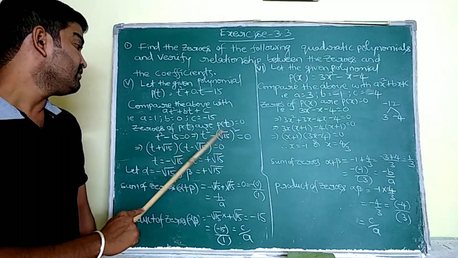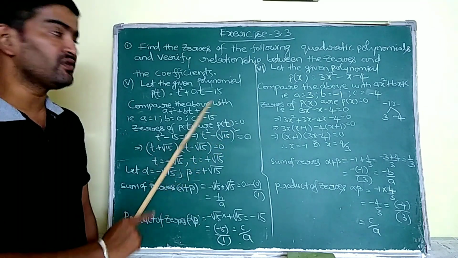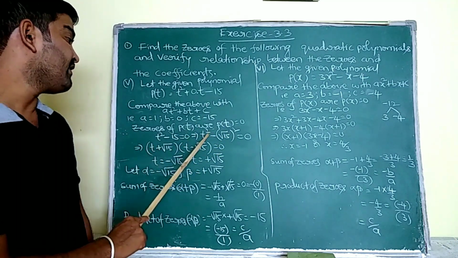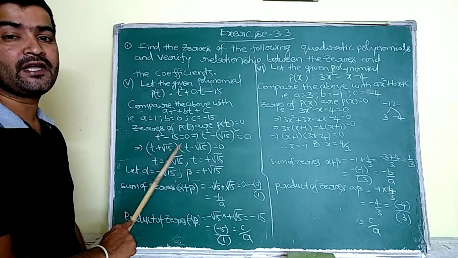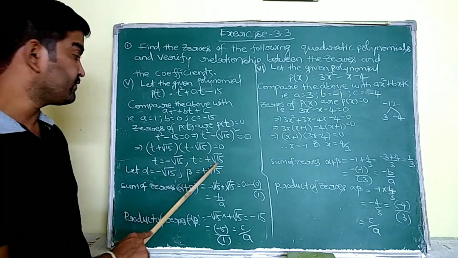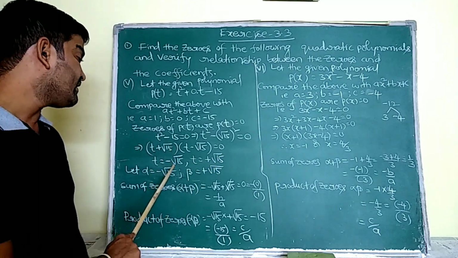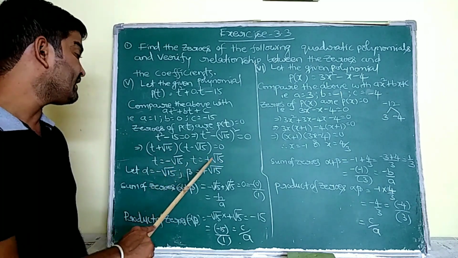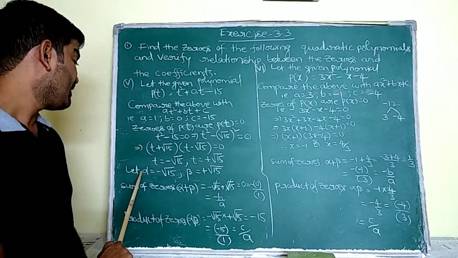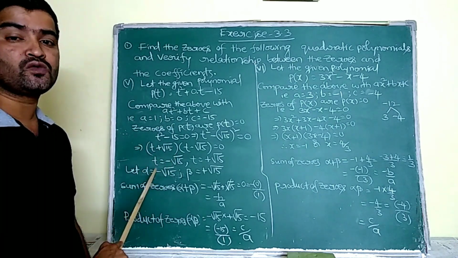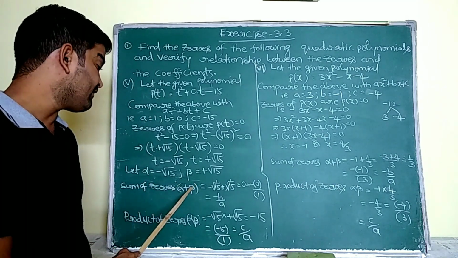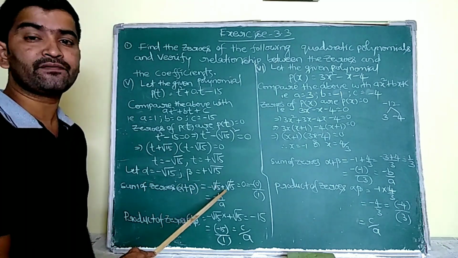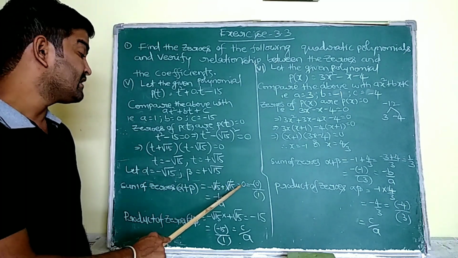So t square minus root 15 whole square. It is in the form of a square minus b square, so it can be expressed as t plus root 15 into t minus root 15 is equal to 0. By that, t is equal to minus root 15 and t is equal to plus root 15. So assume one of those two values as alpha, another one as beta. Therefore the sum of zeros alpha plus beta is equal to minus root 15 plus root 15, that is equal to 0.